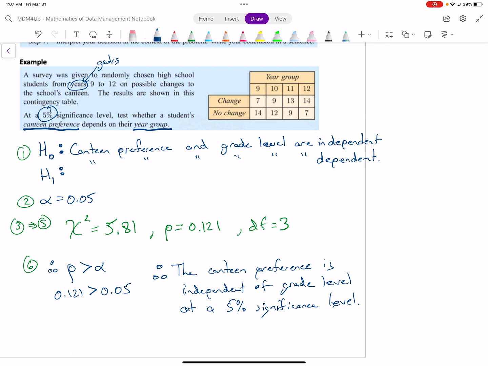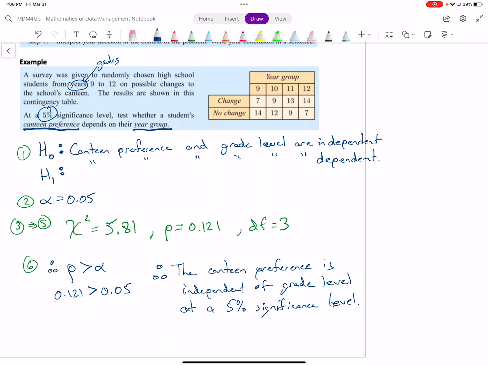Does that make sense? Ish? So why does it reject? If we reject H null, then we would have a step 7. Well, no, here I would say p is less than alpha, and I would say that we don't accept our null hypothesis, and we would therefore say that on a 5% significance level, they are dependent.